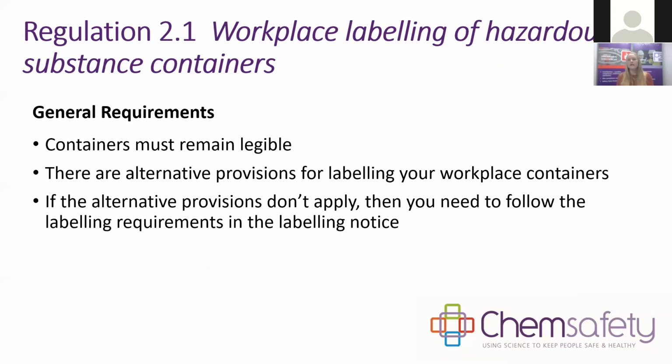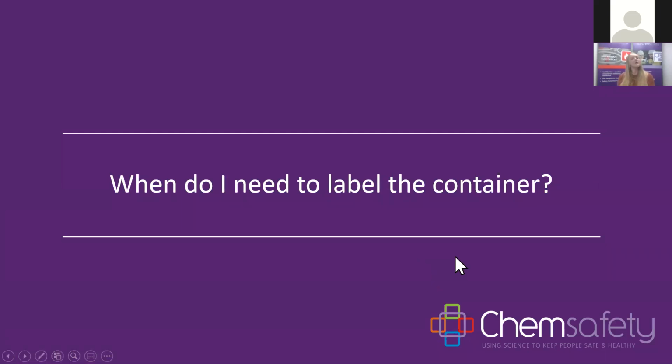It also gives the alternative provisions for labelling workplace containers. So this is rather than the full requirements in the EPA notice. And we will cover these requirements in the next slide. If the alternative provisions don't apply, then you need to follow the full labelling requirements listed in the EPA labelling notice. So when do I need to label the container?